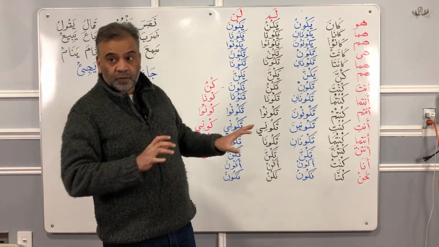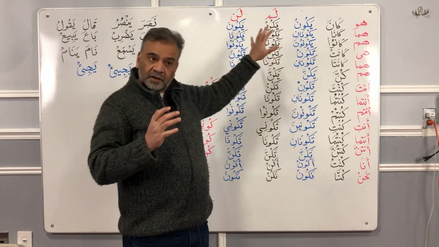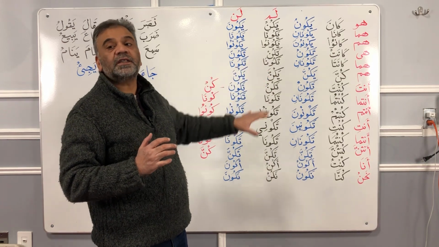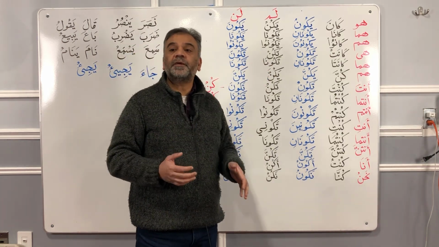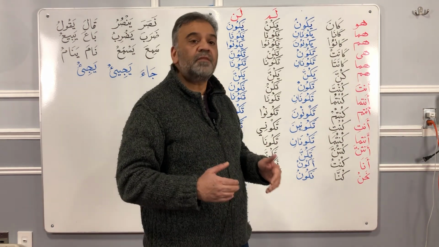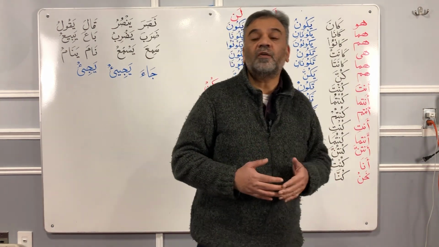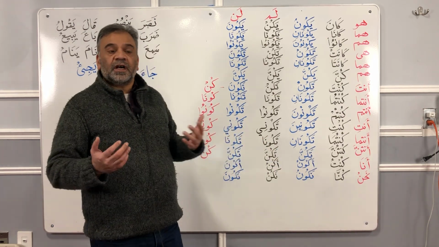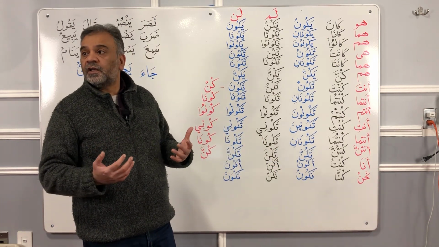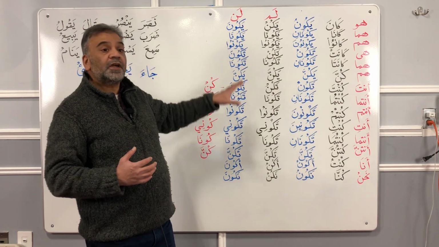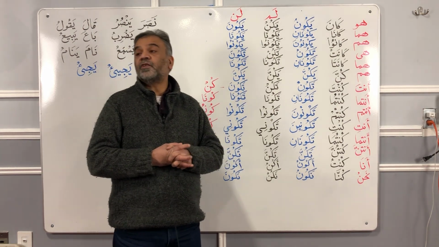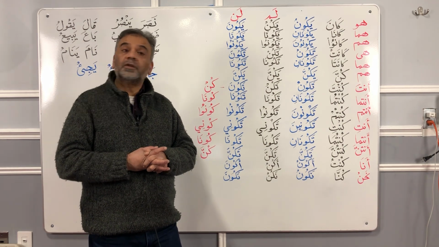Another important verb, and we did the entire conjugation of qala yaqulu in the last class, because it is a very important verb. It comes in the Quran many times, almost every page or every other page you will see qala or the derivative of qala. Similarly, kana is an important verb as well. Kana comes in the Quran all the time.